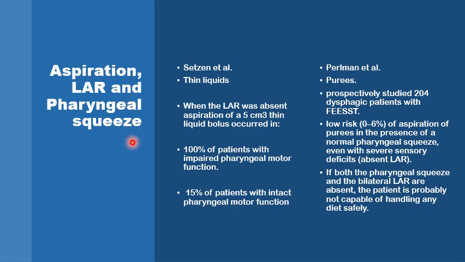If both are lost, the laryngeal adductor reflex and the pharyngeal squeeze, then there is a very high risk of aspiration, up to 100% if the patient is started on thin liquids, and just less than that on thickened liquids or purees. But if there is a positive pharyngeal squeeze, even in the absence of laryngeal adductor reflex, then the chance of aspiration is very low with purees and about 15% with thin liquids.